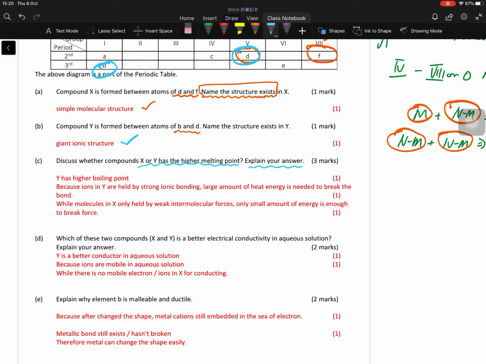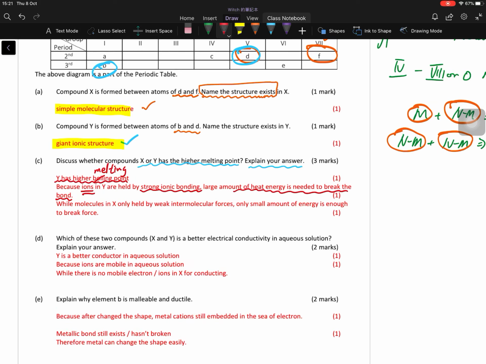First, you are going to compare simple molecular and giant ionic structure. Of course, the giant ionic structure, that is compound Y, should have the higher melting point. The reason behind it is that the ions are held by strong ionic bonds, so we need more heat energy to break the compound. This is the first point.